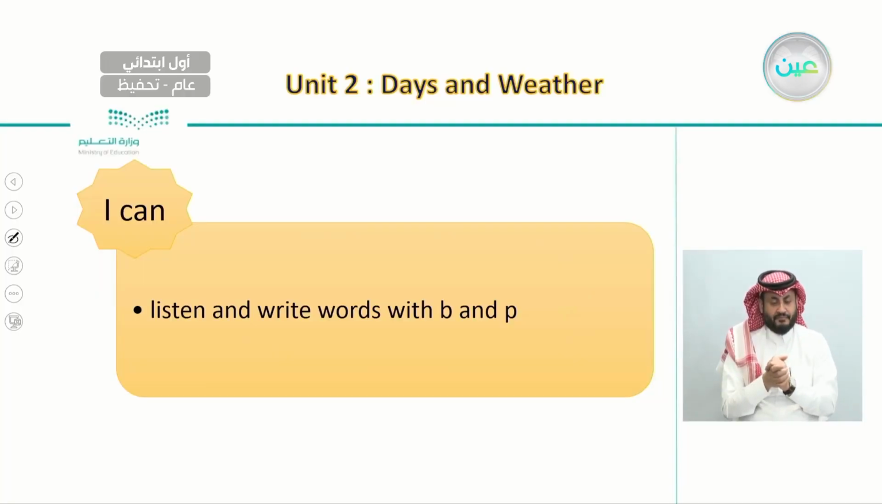So at the end, it is important that you are able to listen. You are able to write words with both the letter B and letter P, not only in writing, but also in memorizing words that these letters start with.